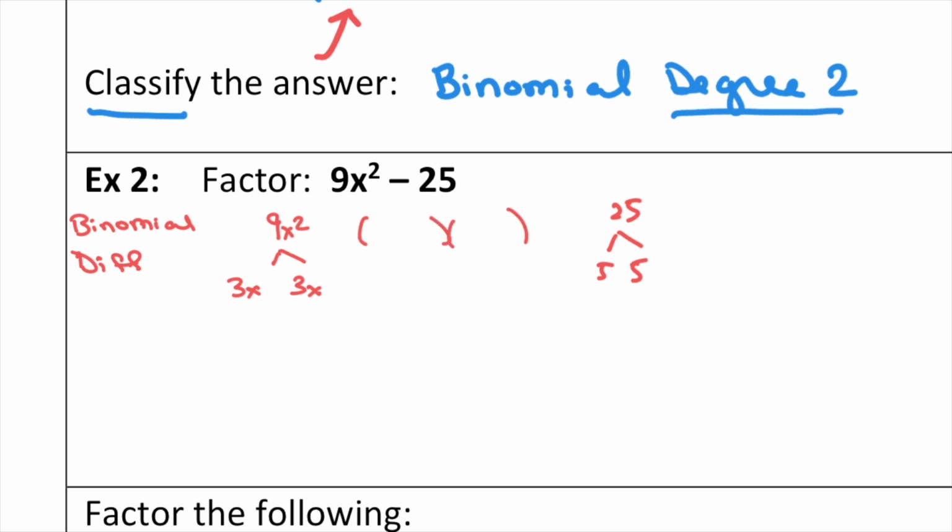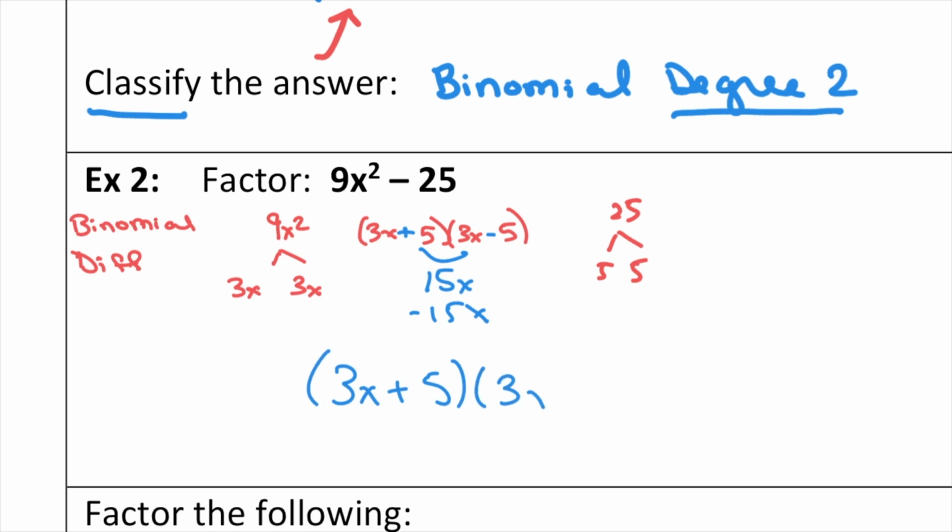So when we write our factors, we're going to write the 3x, the 5, and the 5, but we need to have opposite signs so that when we check those middle terms, they will cancel out. So we now have our two factors, 3x plus 5 and 3x minus 5.